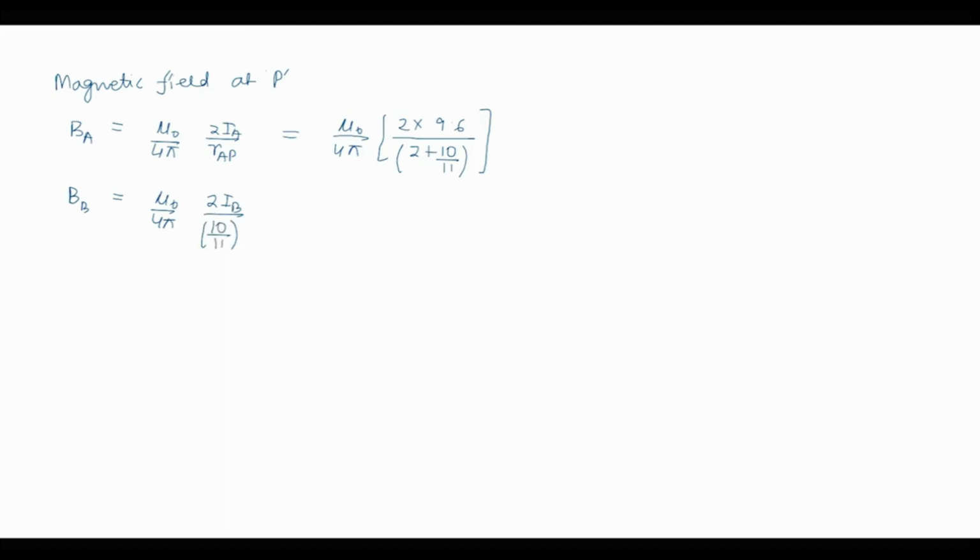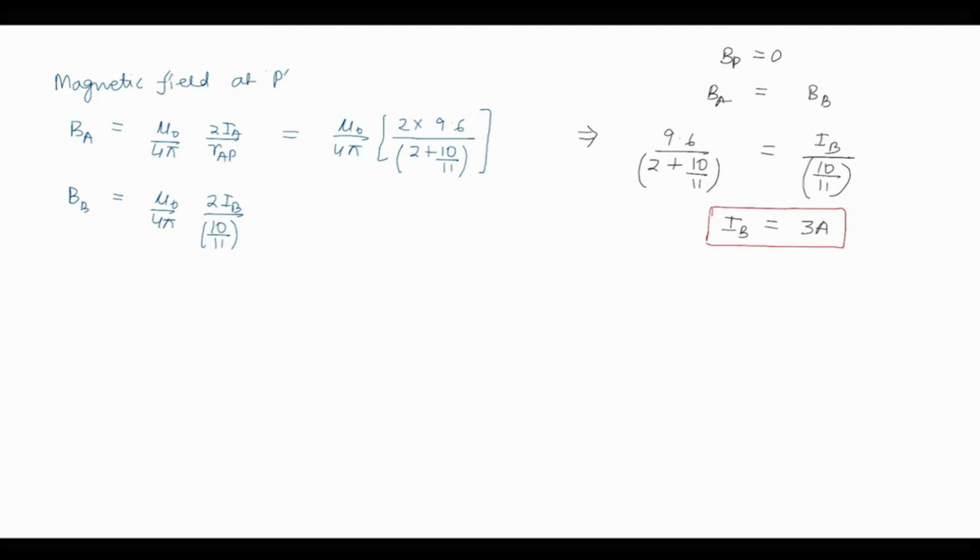So now from both these equations I can say that for the magnetic field to be 0 at point P, it is necessary that the magnetic field due to A must be cancelled out by the magnetic field due to B. So we can solve it like this. Mu naught upon 4 pi is common, 2 is common, so I can write 9.6 upon 2 plus 10 by 11 is equal to IB upon 10 by 11. So we obtain an equation like this, and from here we find that the current flowing in wire B is equal to 3 ampere and it is coming out of the plane of the screen. So IB is equal to 3 ampere.